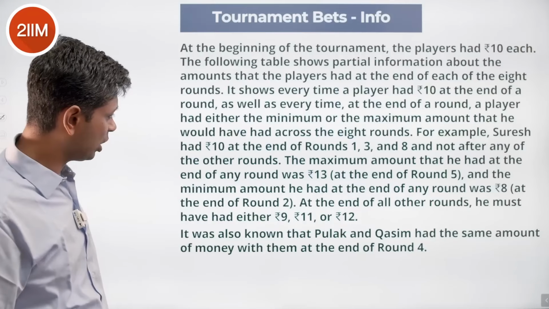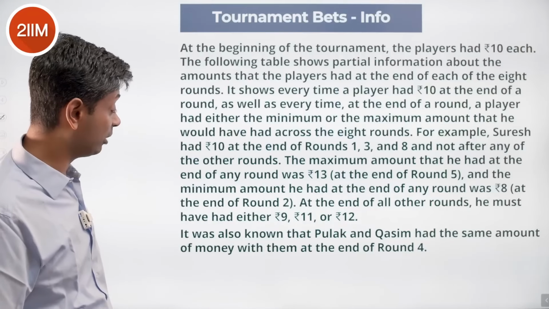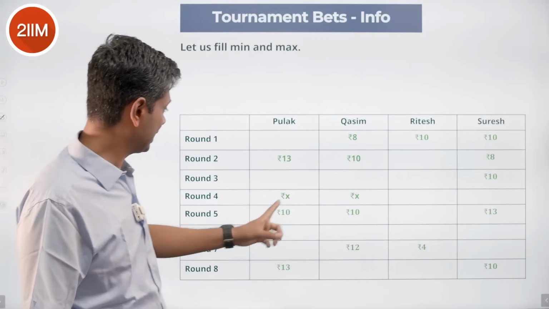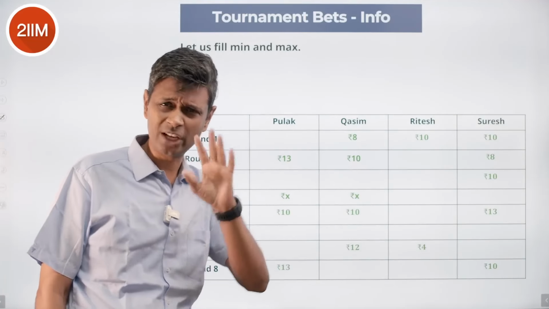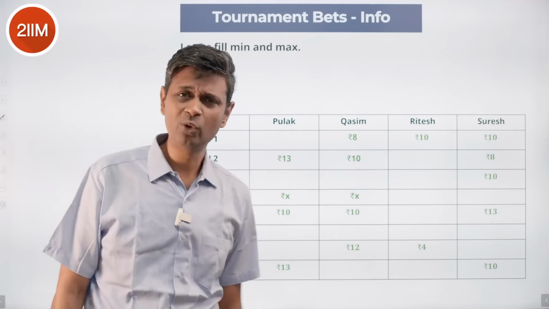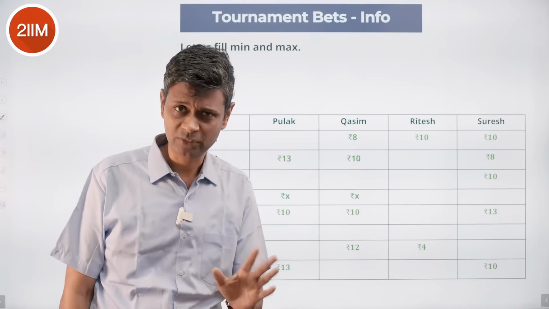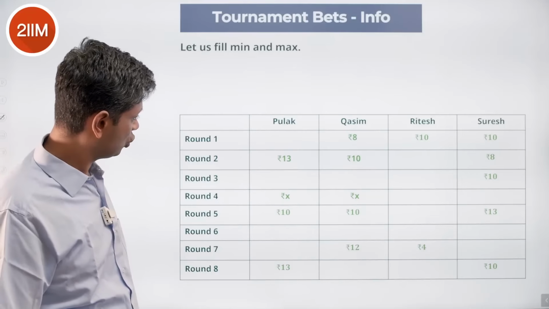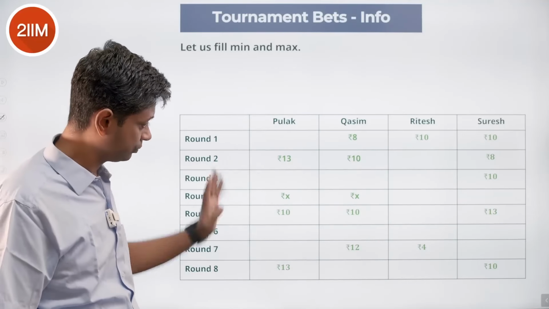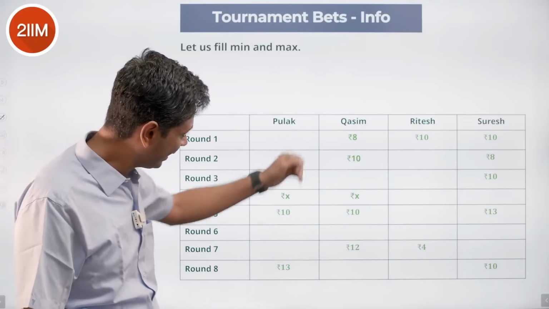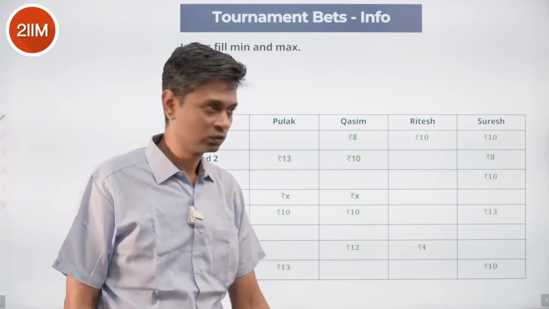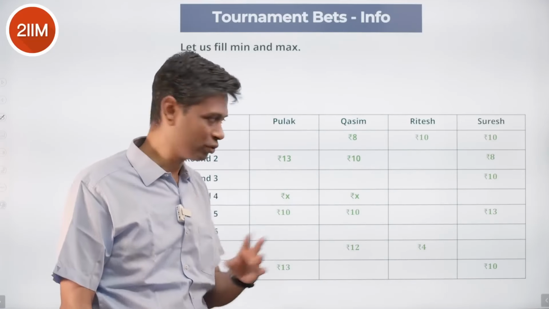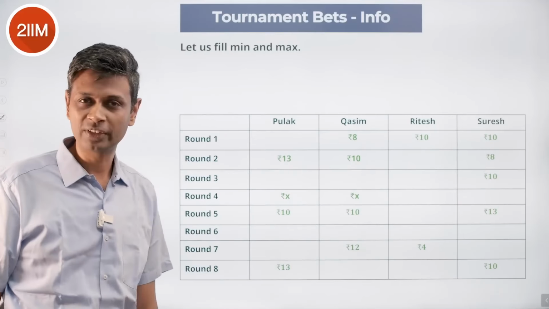It was also known that Pulak and Qasim had the same amount of money with them at the end of round 4. X and X, that's what we have put. Rest of the information is already available. We know this is X and X. We know X is not 10. That much we know. Because if it were 10, we would have got the information. X is not 13 either. X is not 8 or 12. 8 is the minimum, 12 is the maximum. It's either 9 or 11. One of these two. Not 10. It's 9 or 11. That much we know.